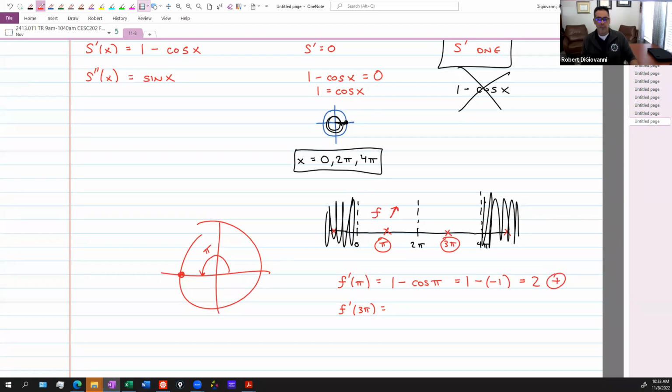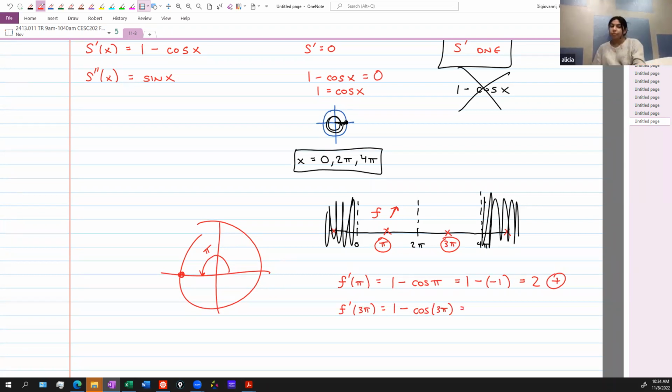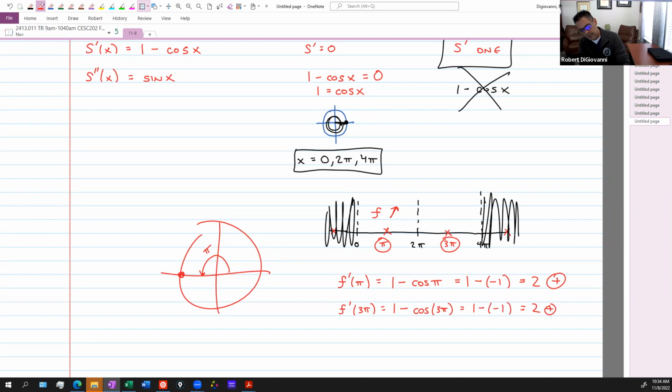And then when you plug in 3 pi, hey, what do you get when you plug in 3 pi? The same answer, right? Same thing. See, it doesn't switch. Positive again.